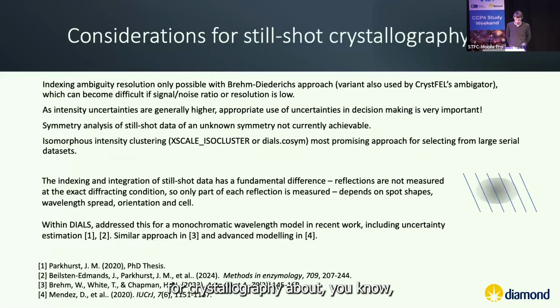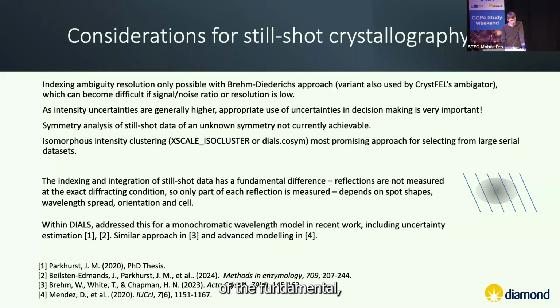And then the considerations for still shot crystallography are that lots of these things apply. So you really need that Brehm-Diederichs approach to resolve indexing ambiguity. And as the uncertainty increases, that's really important to take into account when you're using these different metrics to make decisions on which subsets of the data to keep. And I think this isomorphous intensity clustering is the most promising approach for selecting subsets of data from large serial data sets. Something I plan to investigate more.